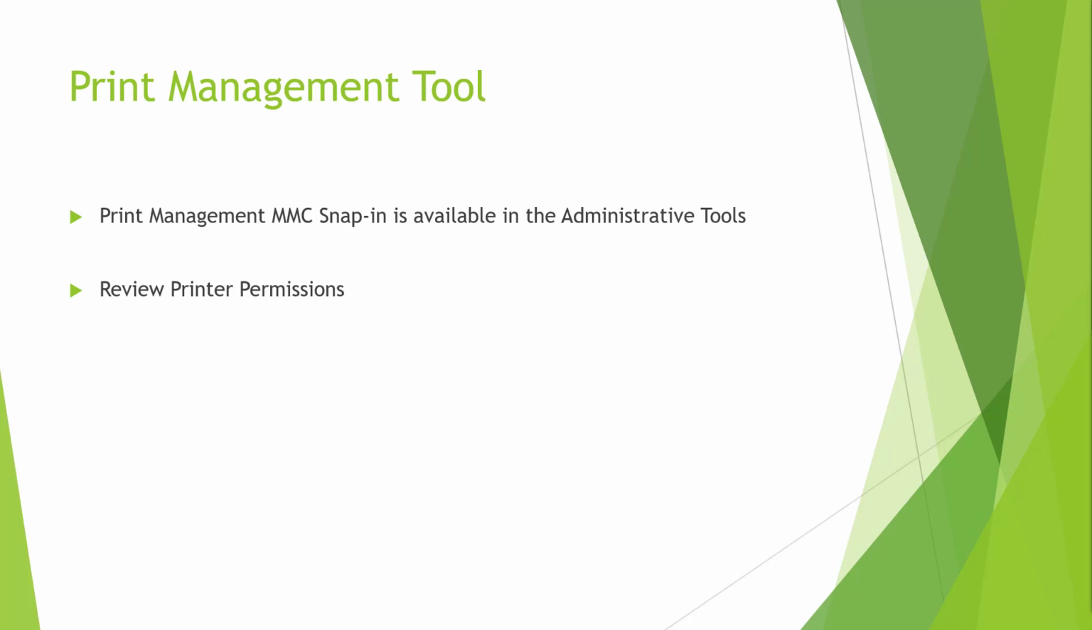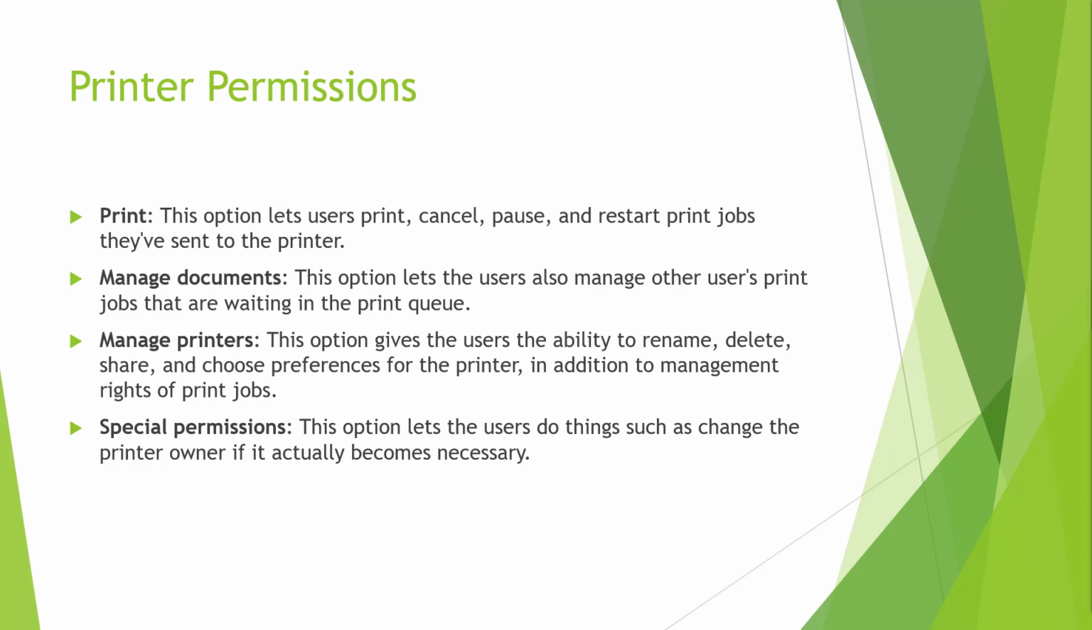So that brings us to a really important question. Permissions. What are they? What are we doing with them? And how do they relate to our printers? The first permission is print. With this permission, users connect to a printer and submit documents for printing. They can also manage their own print jobs.